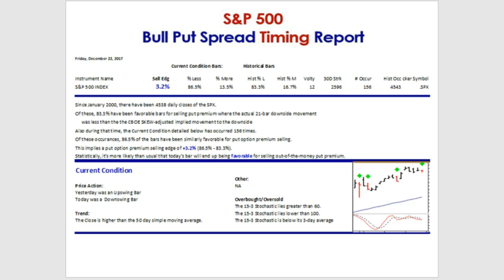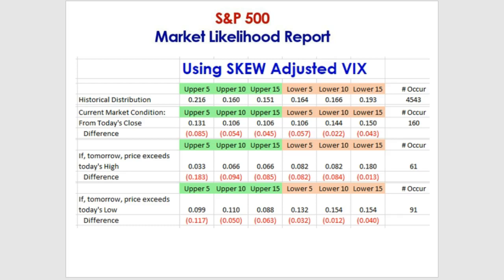So that implies a put option selling edge of 3.2%. So statistically, it's more likely than usual that Friday's market condition will end up being a favorable one for selling out of the money put premium. Okay, so with that, let's go to the final report, and this is the market likelihood report.